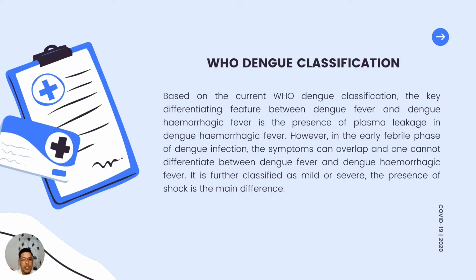So the WHO dengue classification. Based on the current WHO dengue classification, the key differentiating feature between dengue fever and dengue hemorrhagic fever is the presence of plasma leakage in dengue hemorrhagic fever. However, in the early febrile phase of dengue infection, the symptoms can overlap and one cannot differentiate between dengue fever and dengue hemorrhagic fever. It is further classified as mild or severe. The presence of shock is the main difference.